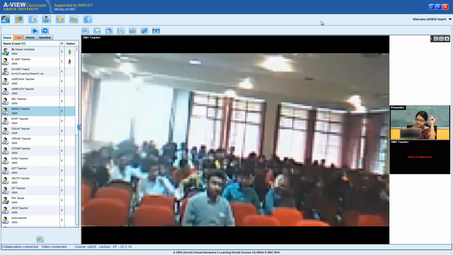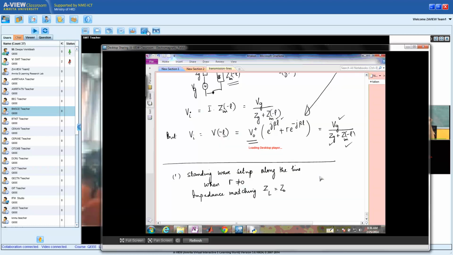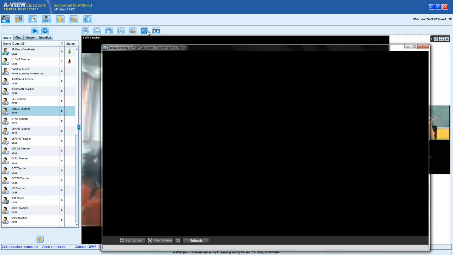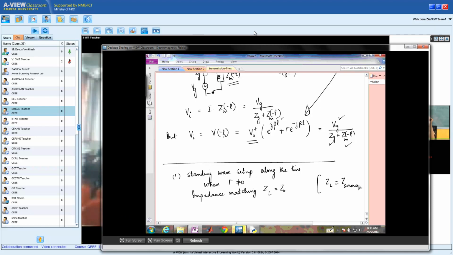Impedance matching is going to mean ZL equal to Z0, and this is in contrast to the case where ZL is equal to the source impedance. That was for your maximum power transfer theorem in your circuit theory. That doesn't work here anymore. You need to be matching your load impedance not with the source impedance, but with the transmission line characteristic impedance.